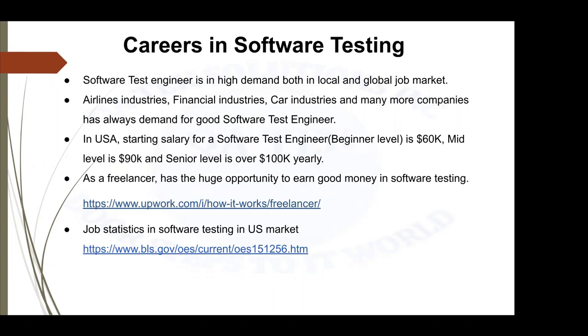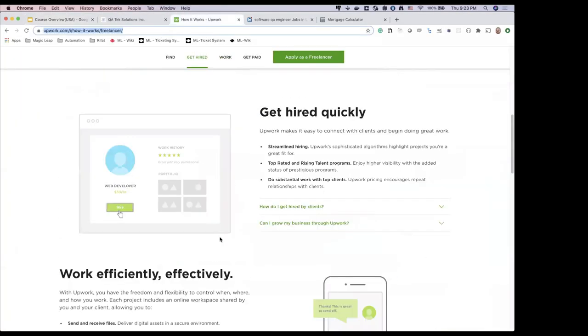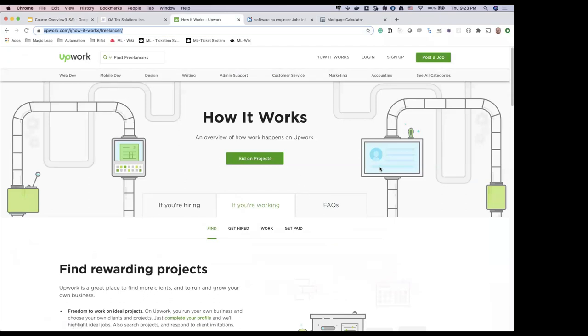Not only that, if you think of yourself as a freelancer, that you don't want to work for any company, you want to work as a freelancer. Freelancer basically means you work independently. You are not bound to any company. You get a project and work for that particular situation. Here is one of the freelancing websites. It tells you how to get a project, if you want to see yourself as a freelancing opportunity.